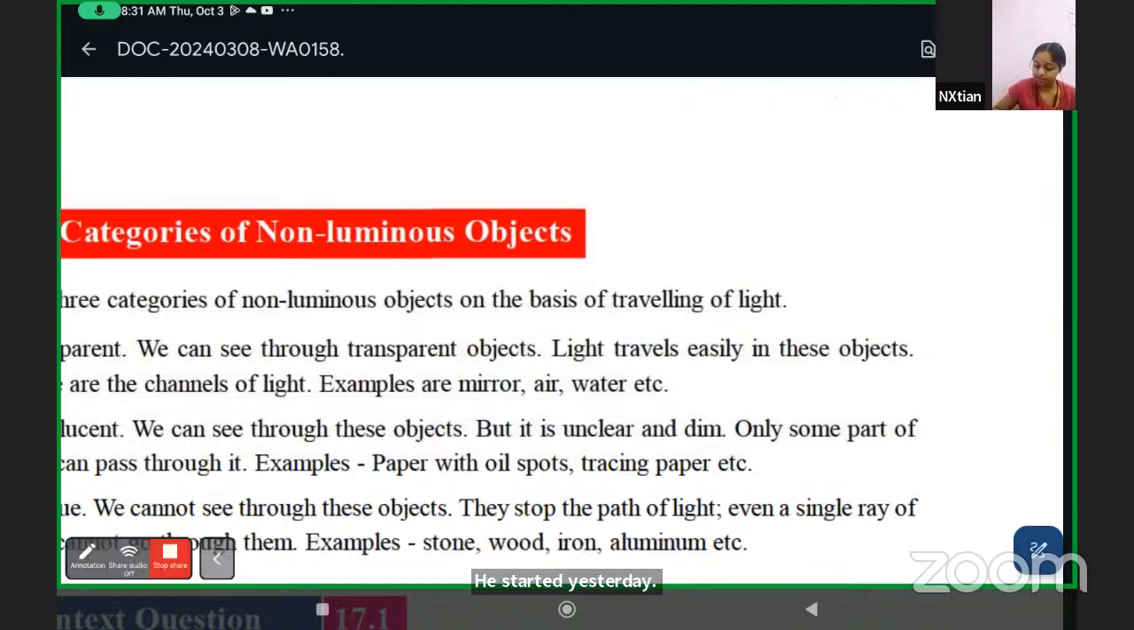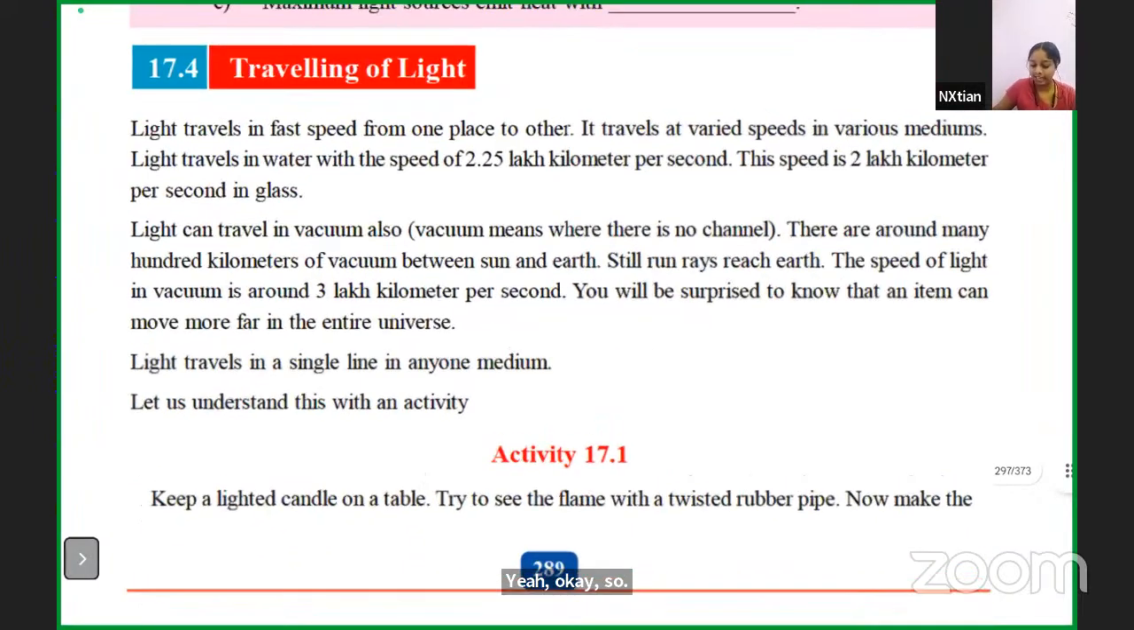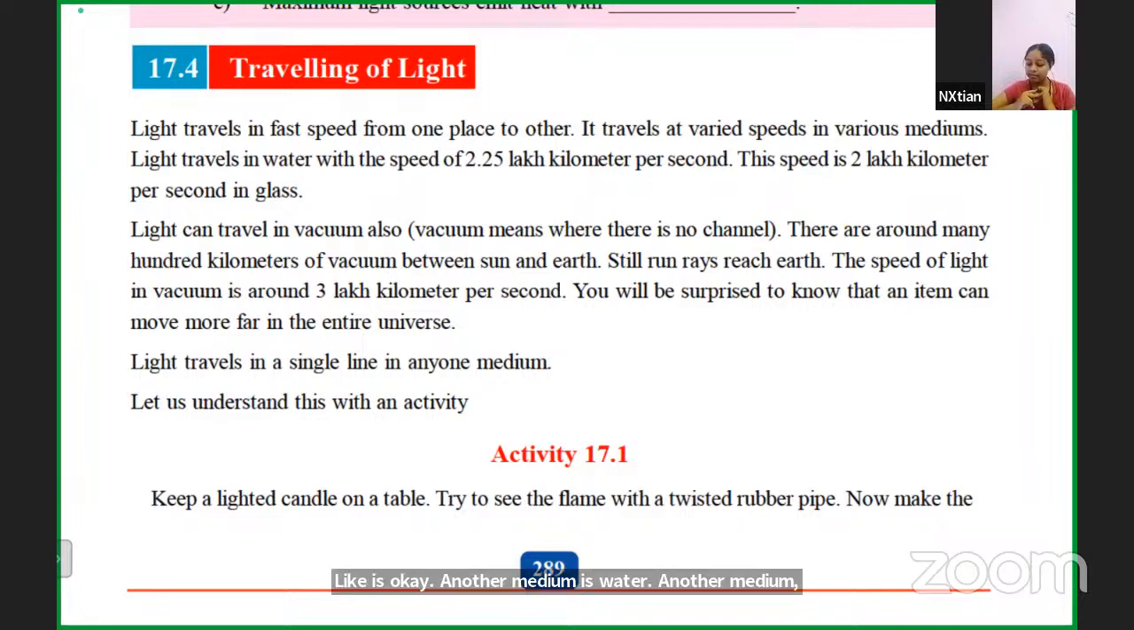Yeah. Okay. So now, then we talked about traveling of light. Light travels in various mediums. Various mediums means in various types of spaces, like air. Another medium is water. Another medium can be an object such as a diamond or something. It can be vacuum. It can be water. It can be an object. Those are all mediums through which light travels.